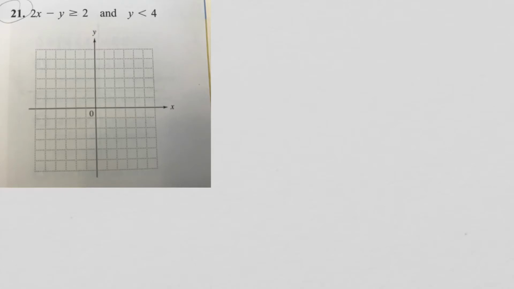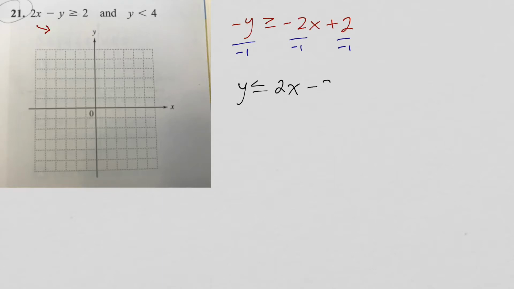Okay, number 21, we have 2x minus y is greater than or equal to 2. So we move the 2x over, and we have -y is greater than or equal to negative 2x plus 2. And then we're going to divide by negative 1. Remember, when you divide by a negative number, the inequality is going to flip directions. So we'll get y is less than or equal to a positive 2x minus 2.